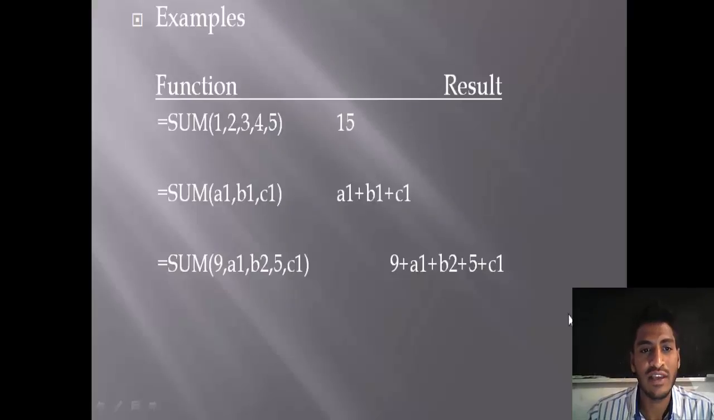The SUM function. Example: the function result is equal to SUM(1,2,3,4,5), which is equal to 15. Also, =SUM(A1,B1,C1) is equal to A1 plus B1 plus C1. And =SUM(9,A1,B2,5,C1) is equal to 9 plus A1 plus B2 plus 5 plus C1.